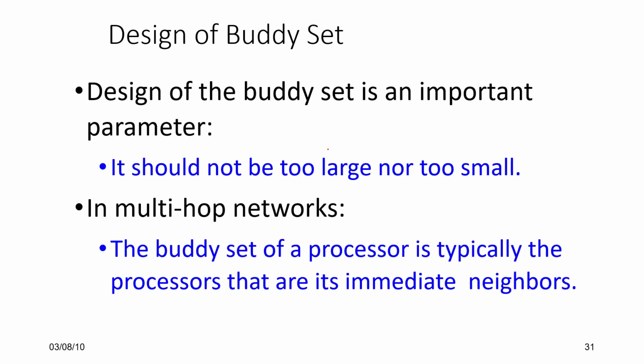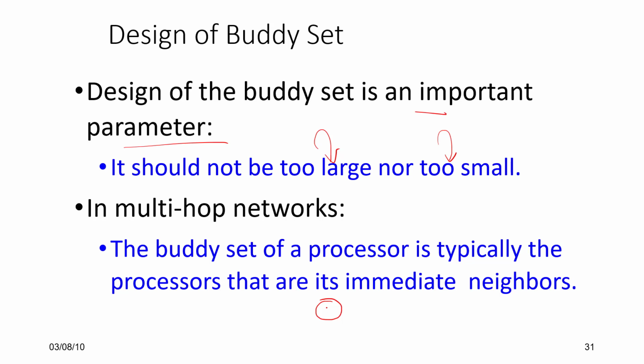So the design of the buddy set is an important parameter, a very crucial parameter. It should not be too large, should not be too small. Furthermore, in multi-hop networks, the buddy set of a processor typically is comprised of its nearest neighbors, right? So in a sense, you just offload to your neighbors, not to faraway nodes. So this is quite practical.